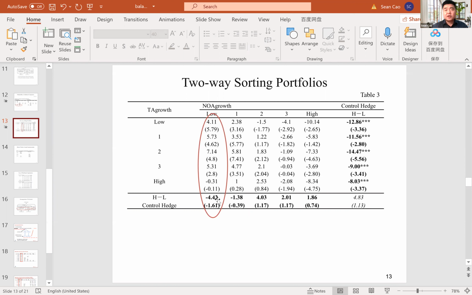So who is the boss here? Obvious. The NOA growth is the boss here, because when you hold the total asset growth constant, the NOA growth works. When you hold the NOA growth constant, TA growth does not work. So the 2x2 sorting is a very typical way for you to tell who is the boss. It's the horse racing tool. You can tell who actually drives the results.